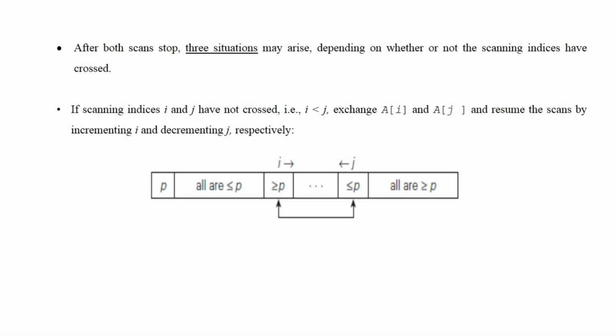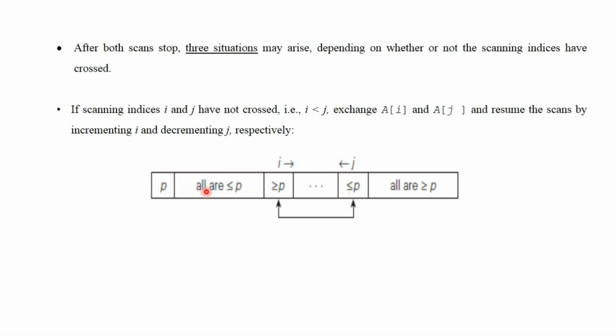When both scans stop, that is, left to right as well as right to left, we may come across three situations based on whether the scanning indices have crossed over or not. Now, if the scanning indices I and j have not crossed, that means I is lesser than j. When you have stopped, now I is lesser than j. In that case, you are just going to exchange the ith element and the jth element and then continue with the scan. How to continue? You increment I and decrement j, and continue the scan. So this is the pictorial representation.